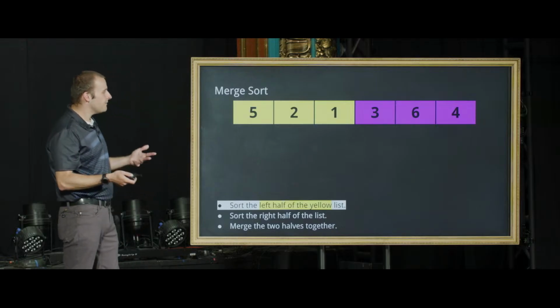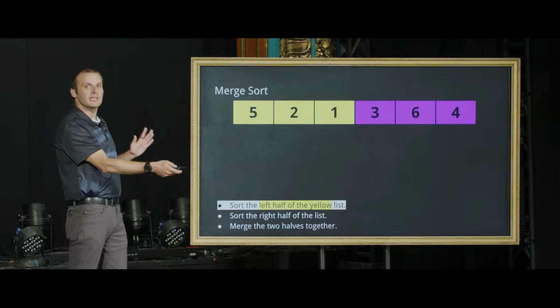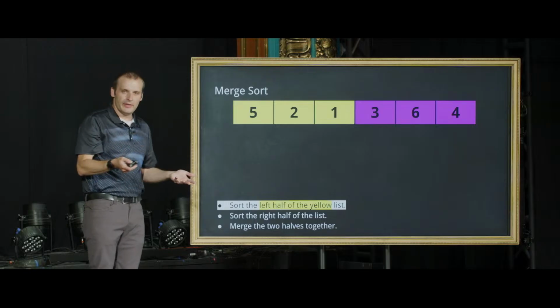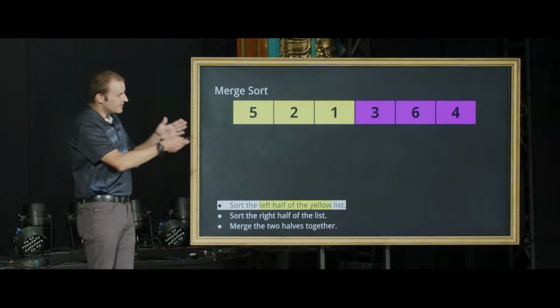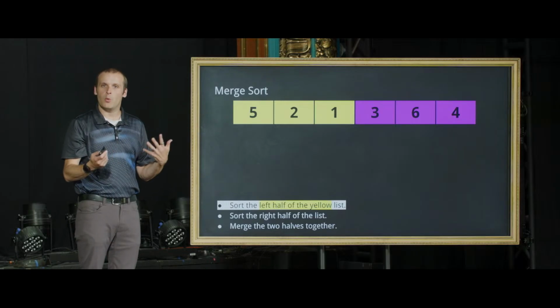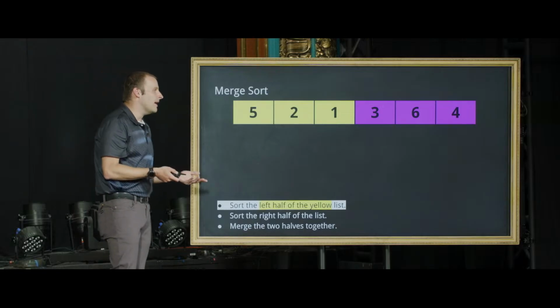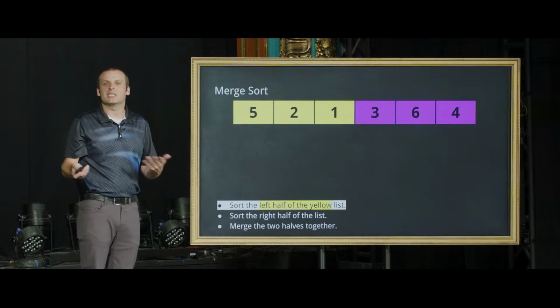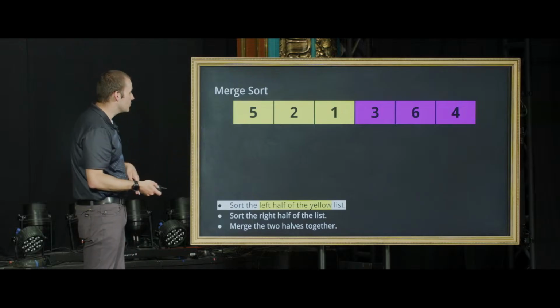So sort the left half of the yellow list. I can do that. Now, it's a list of size 3, so what do we do with it? It's not like it splits evenly. A list of size 6 split nice and evenly into 2 equal parts. In the event that we have unequal parts, we'll just arbitrarily say that the left one should always be smaller.